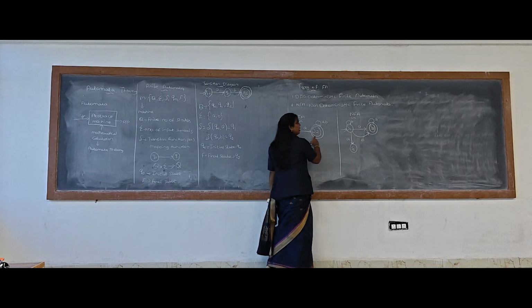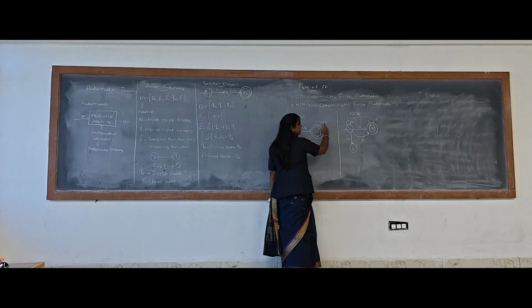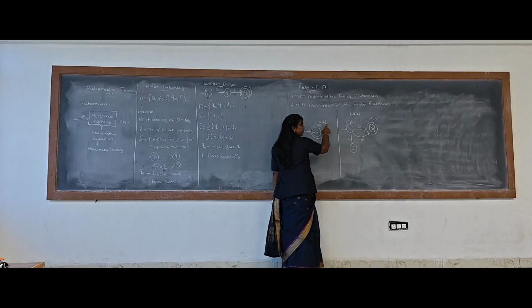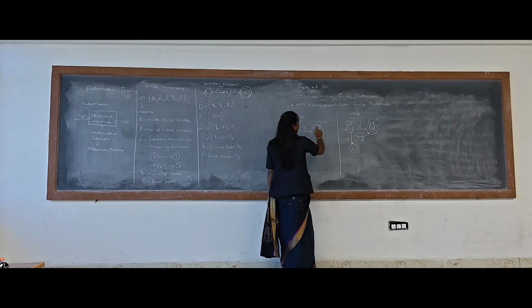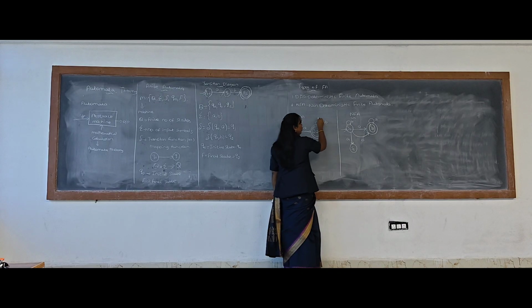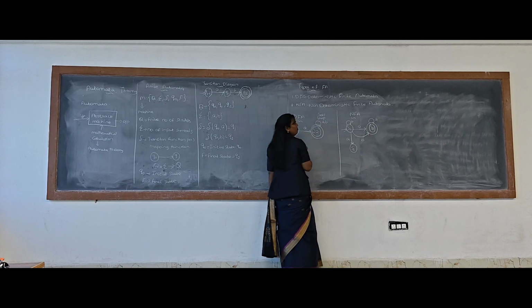Next we have another state, S2. In S2 we have the two input symbols, A comma B. While reading A, it starts from S2 and ends with S2. Again, with the input symbol B, we start at S2 and end at S2. This is called a self loop transition.